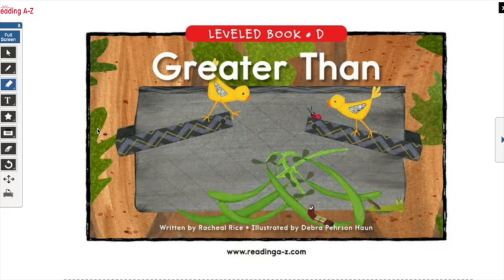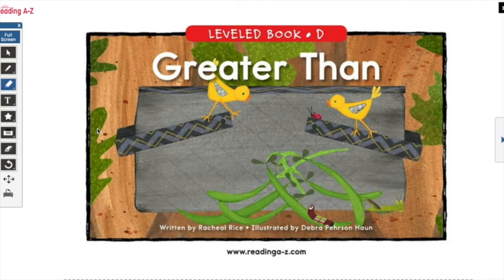Alright everybody, today we are going to learn about and practice using the phrases greater than and less than. Greater than and less than. Can everybody say greater than, and less than? Less than.